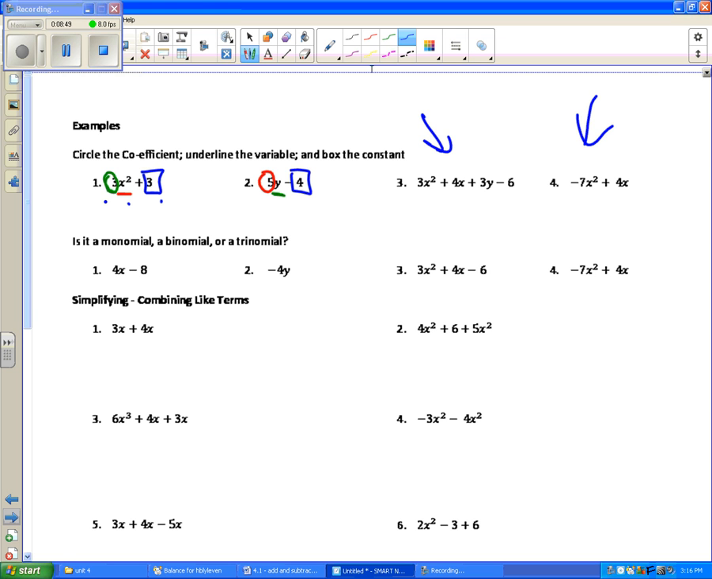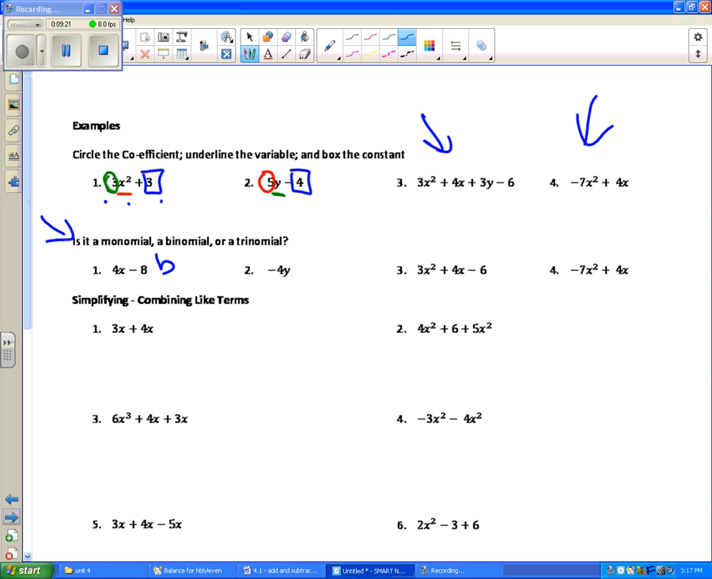Now I'm going to look at this next part here. I'm going to look down here and figure out, is it a monomial, a binomial, or a trinomial? Remember, a monomial has only one term, a binomial has 2 terms, and a trinomial has 3 terms. Well, the first one, we can see that these are different terms because of the variable. They are unlike terms. So this one would be a binomial. Let me put that in a different color so we can see it easier. This would be a binomial.